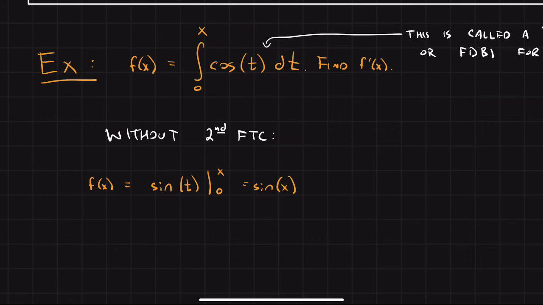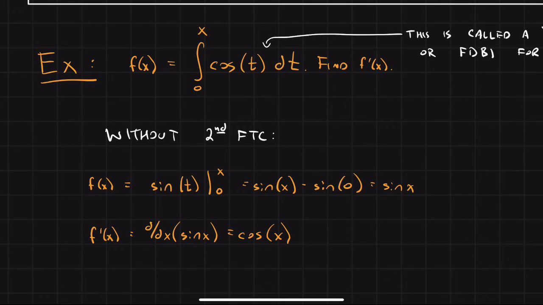The top boundary was x, so that would give us sine of x, and then you subtract and plug in your bottom boundary, which was 0. Since sine of 0 is just 0, that would give us sine of x. Now we can find the derivative. F prime of x would be the derivative of sine of x, which would be cosine of x. So cosine of x is our answer.